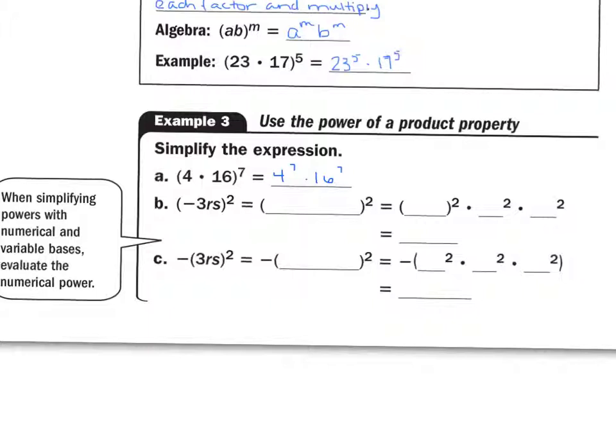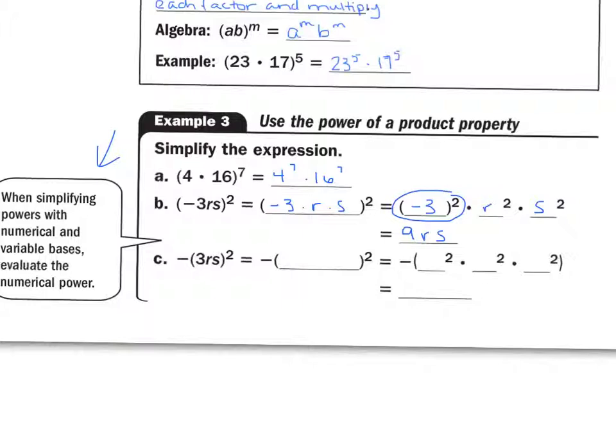In B, negative 3rs squared, we need to take that and break it up as negative 3 times r times s. We're going to square negative 3, we're going to square r, and we're going to square s, all parts of it. I can simplify this. I can take that negative 3 squared and I get 9, and so that simplifies to 9r²s². And the note off to the side says that when simplifying powers with numerical and variable bases, you can evaluate the numerical power. So you can simplify the number part, but you have to have variables in there as well to do that.